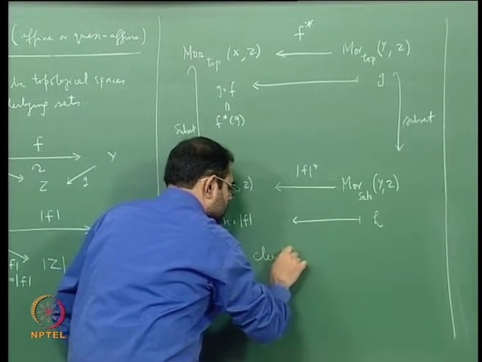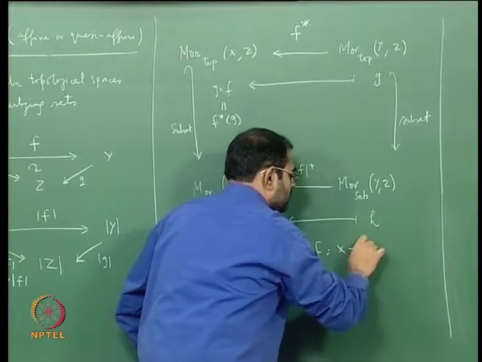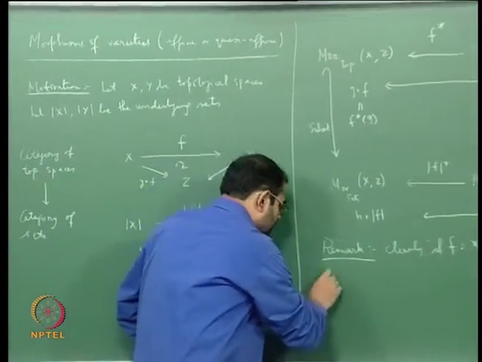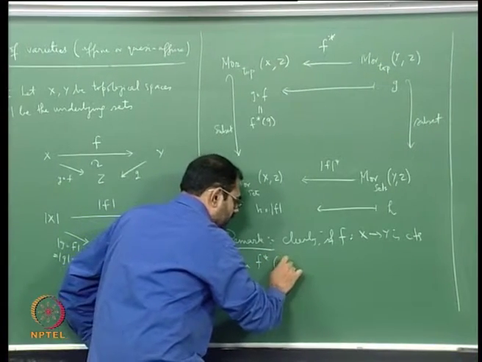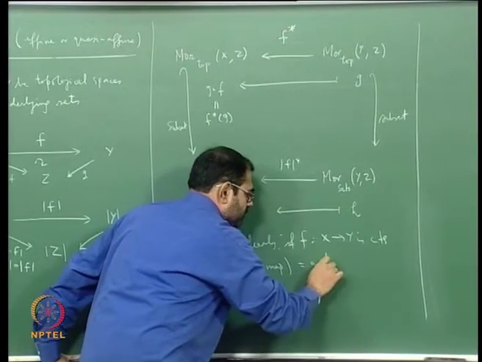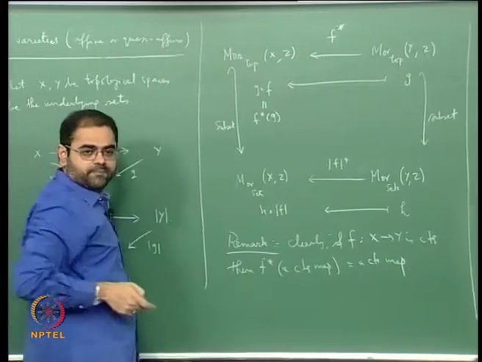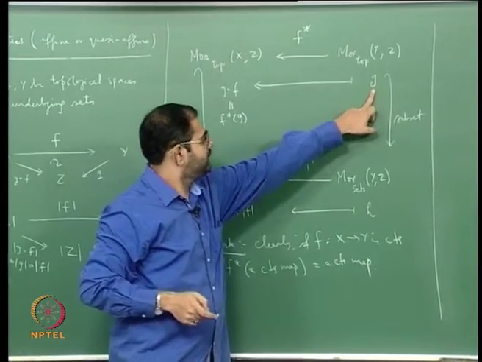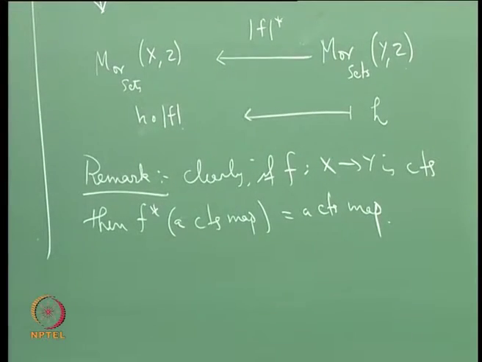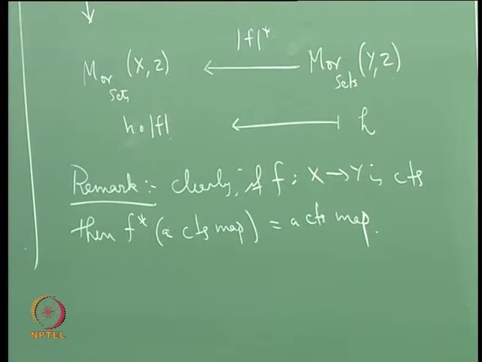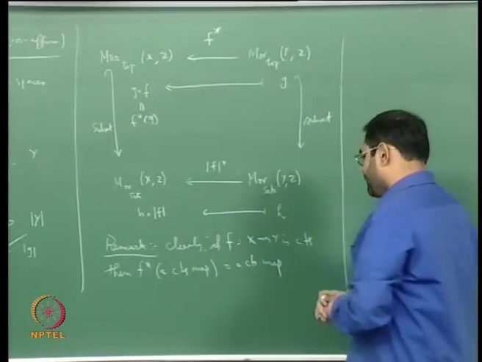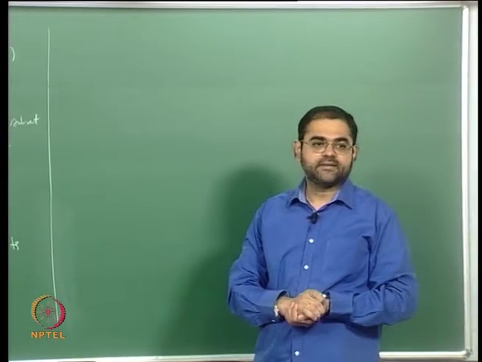Clearly, if f from X to Y is continuous, where I am abbreviating continuous to CTS, then f upper star of a continuous map is again a continuous map. In this case it's just a result of the fact that a composition of continuous maps is again continuous. There's nothing more than that. But the beautiful thing is that the converse to this statement holds, and that's the power of the statement.